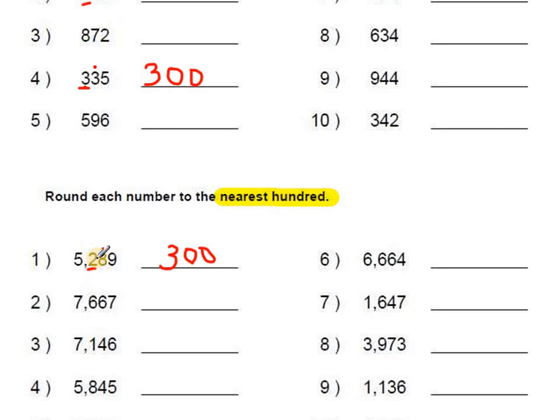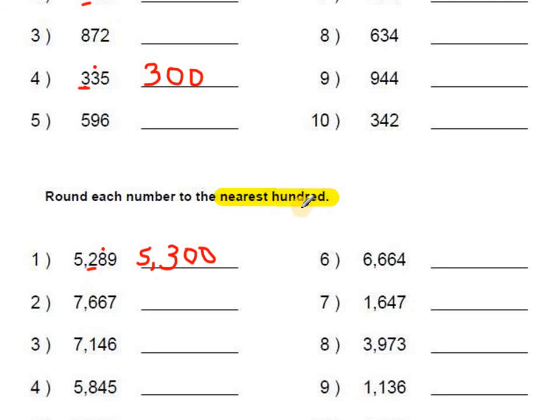The song also says, everything to the left stays the same. Everything to the left stays the same. So I'm going to put a 5 right there. And I'm going to put my comma. So 5,289 rounds to 5,300 when I round to the nearest hundreds place.